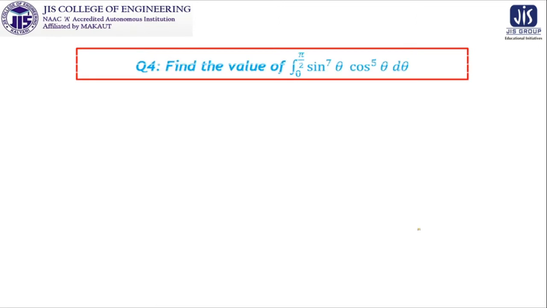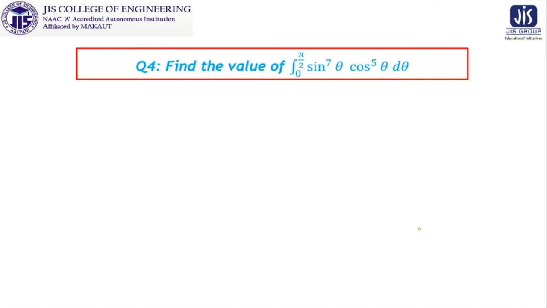Now the next problem tells us to find the value of the integral from 0 to pi by 2 of sine to the power 7 theta cos to the power 5 theta. Now look at this, 0 to pi by 2 along with sine and cosine with some power gives us this clue that we can use the relationship between beta function and its sine cosine expression under the integration sign, and after that we will use the relationship between beta function and gamma function.